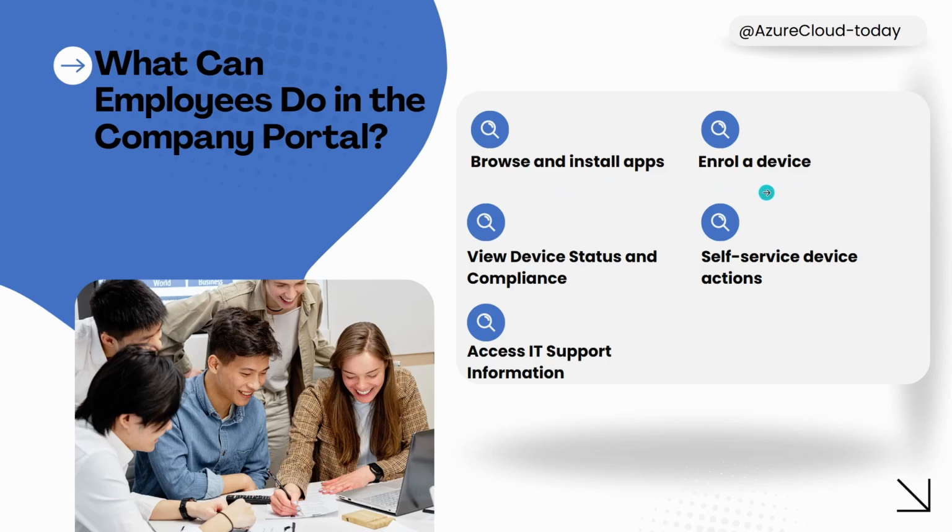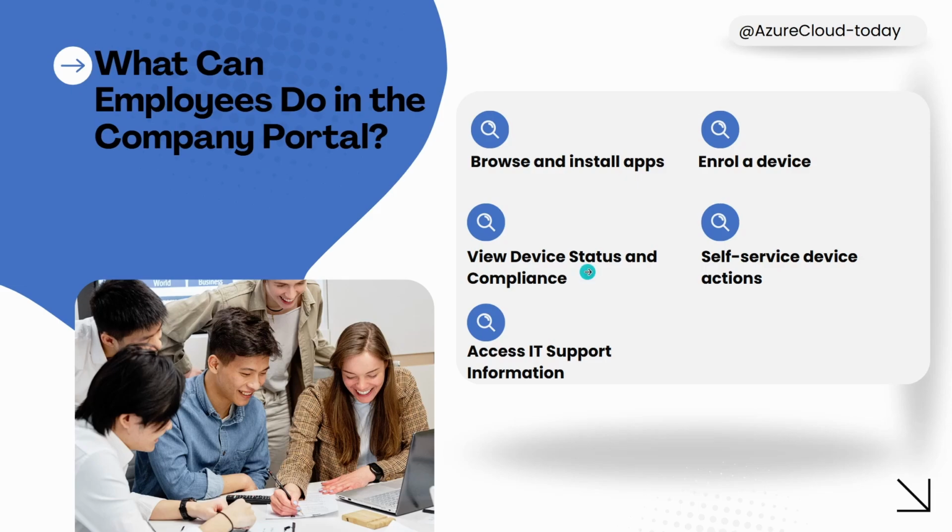Enroll a device. The company portal is also the starting point for device enrollment on most platforms. When an employee downloads the company portal app and signs in with their work account, it can then walk them through the enrollment process step by step. Once enrolled, the device gets all the policies, applications, and configuration that the admin has set up in the Intune Admin Center.